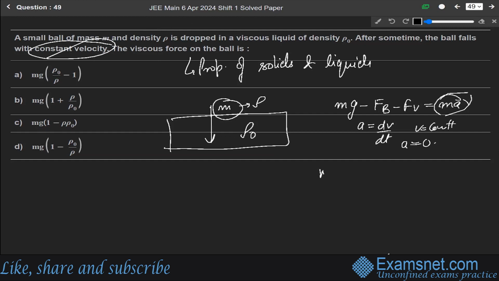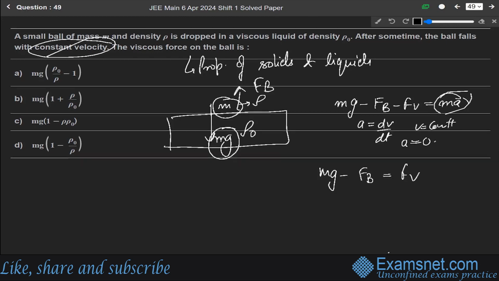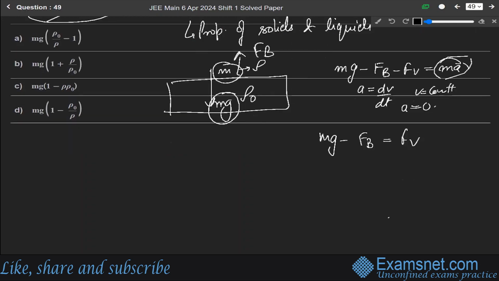So for this, mg minus Fb, the buoyant force, will be equal to Fv. Buoyant force will act in the upward direction. If mg is acting in the downward direction, then the buoyancy force will be acting in the upward direction. It will be equal to Fv.